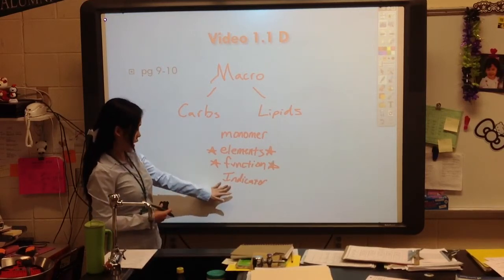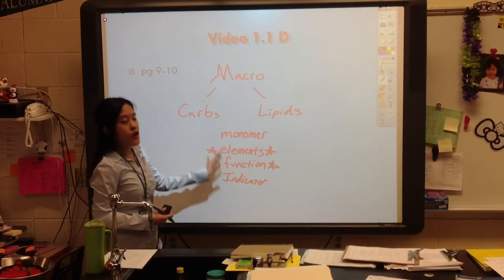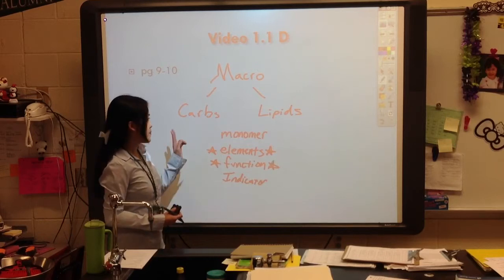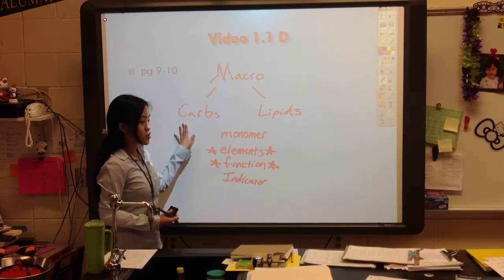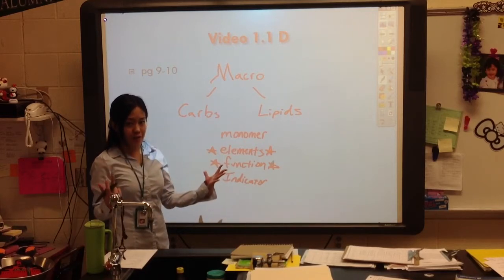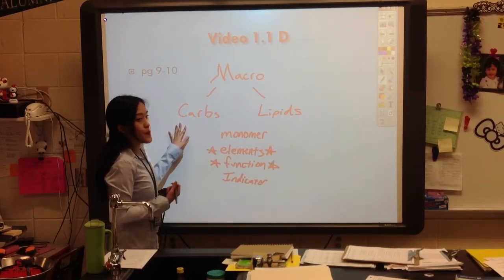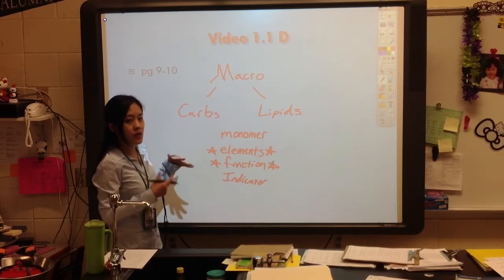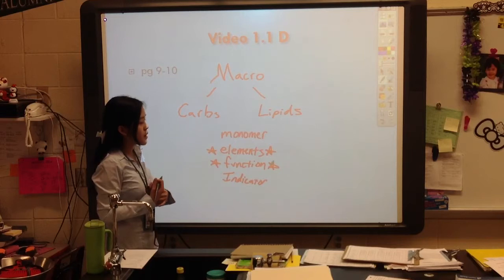And then for our indicator test, this was also different. For carbohydrates, we had 2 tests to be able to determine if small carbohydrates were there or if large carbohydrates were there. We can use Benedict's for small carbs like glucose. We can use iodine for large carbs like starch.